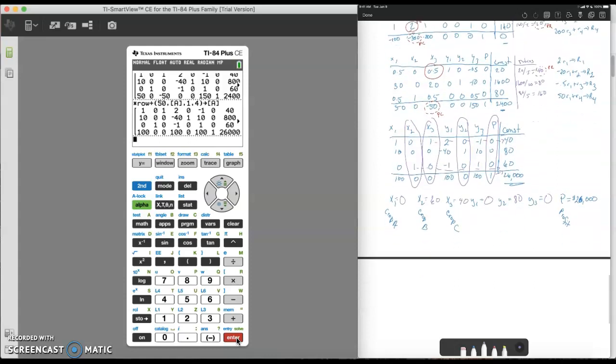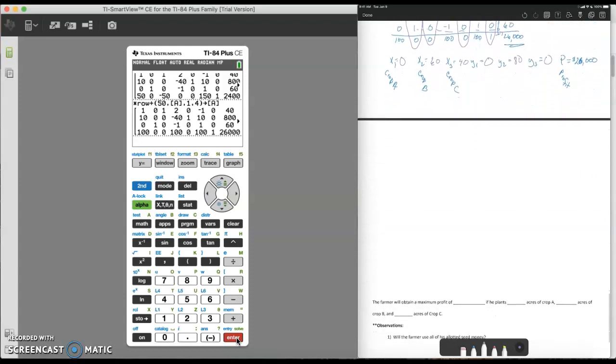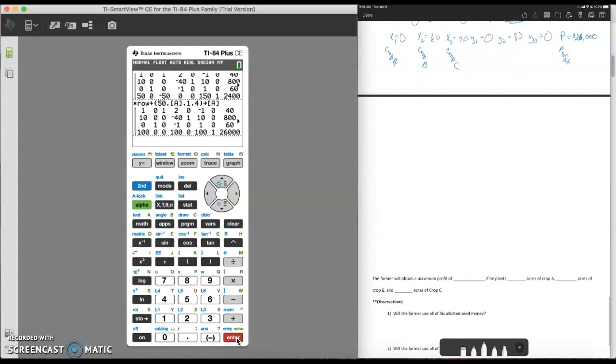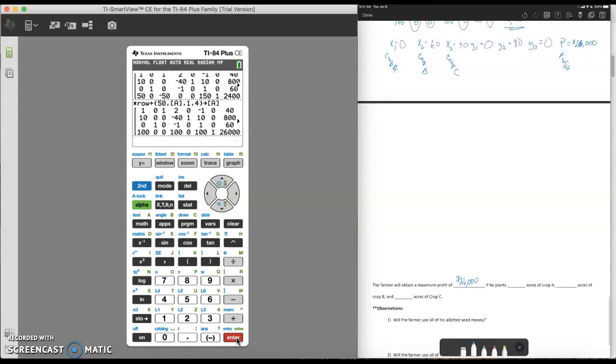Okay, so I don't know why this ended up so far down, but it did on the screen here. So we know his maximum profit is $26,000 if he plants, and I rewrote it down, X1, X2, and X3 were standing for crops A, B, and C. So it would be if he plants no acres at all of crop A, 60 acres of crop B, and 40 acres of crop C. So what we can notice right here is he did use all 100 acres, right?